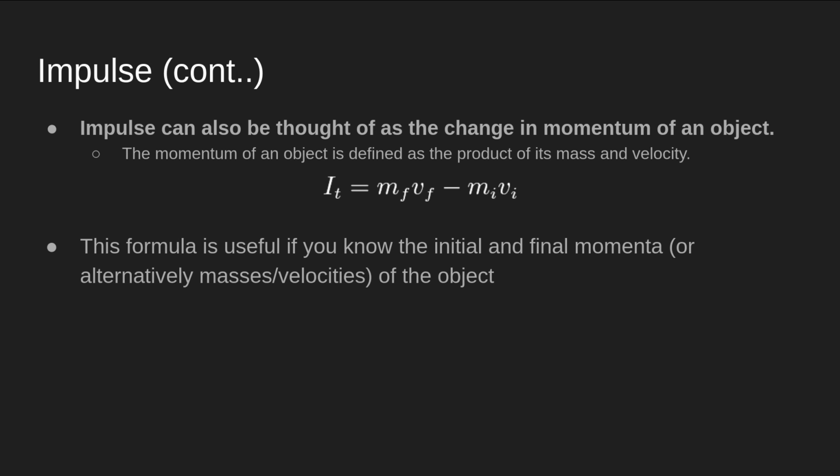But a car moving at like 10 meters per second will have less momentum than a car moving at like 100 meters per second, right? And similarly, even a tennis ball at 100 meters per second will have less momentum than a car moving at 100 meters per second. So it's kind of intuitive how momentum works. And then impulse is just the change in momentum. So if you have some final momentum here, mass final times the velocity final, subtract the initial momentum, the initial mass times the initial velocity. That is the total impulse experienced in this time frame here. And then yeah, this formula is very useful if you know the initial and final momentum, or alternatively the masses or velocities, that's the same thing, of the object.